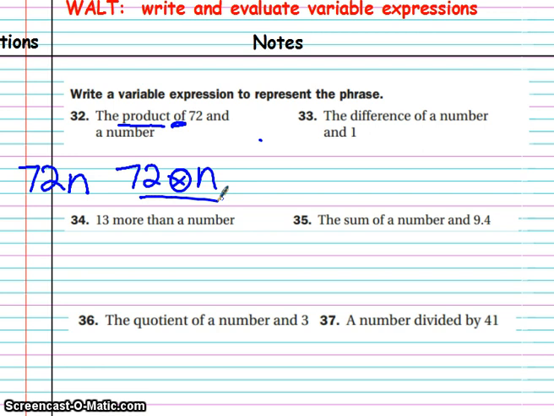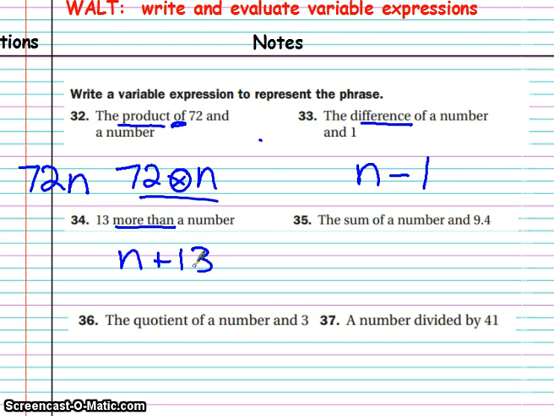The difference of a number and 1, for number 33. When we talk about difference, we're talking about subtraction. So this would simply be a number n minus 1. So just write it out as they say. 13 more than a number. So we've got some number n and 13 more than that. More than is addition, plus 13. And that's all we're writing. We're not solving these at this point because we don't know what the value of the variable is. We're just simply writing expressions.